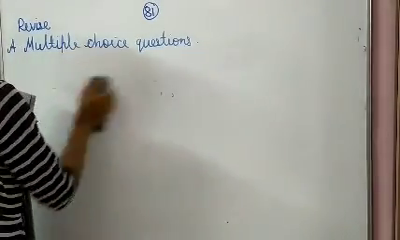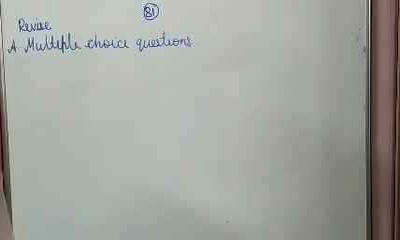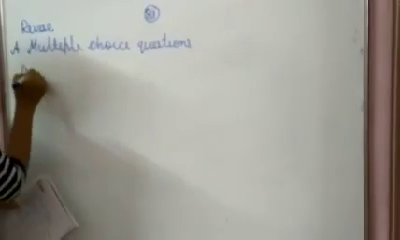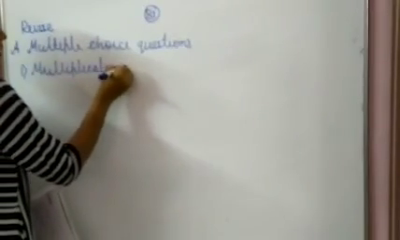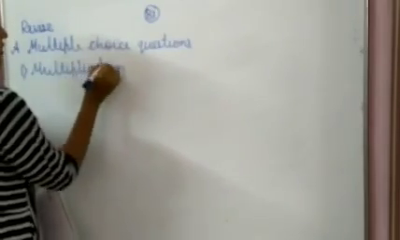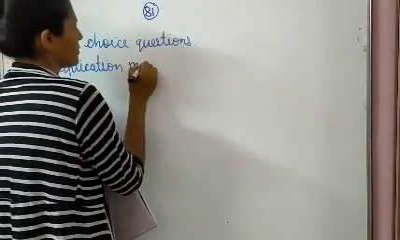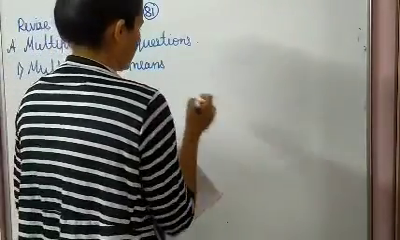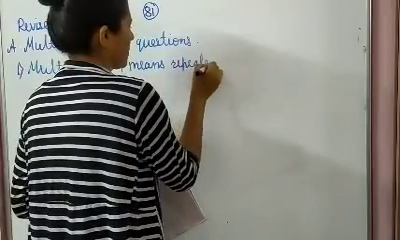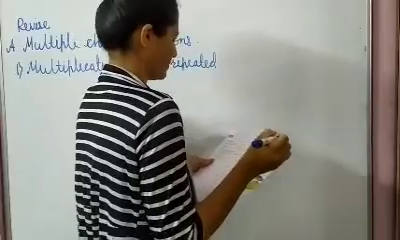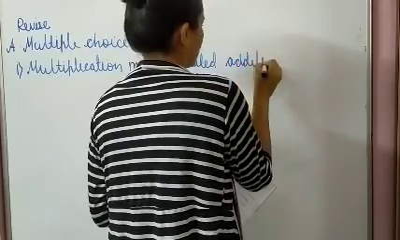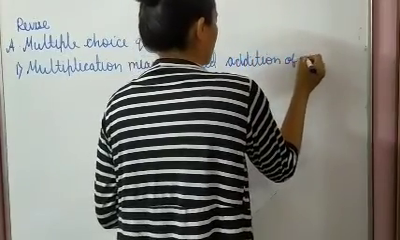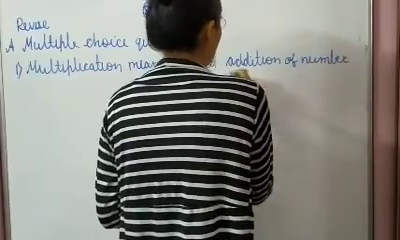So what is the answer to the first one? Multiplication means repeated addition of a number. So this is our first answer.